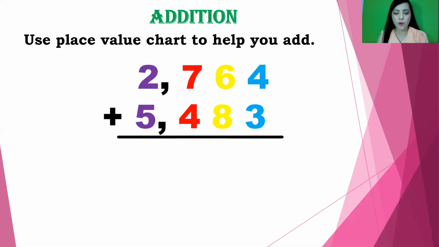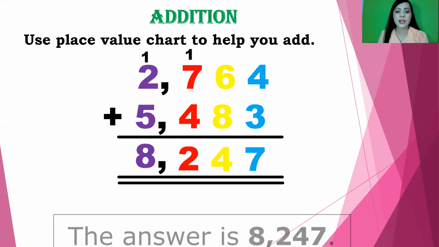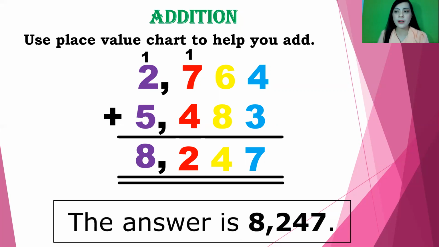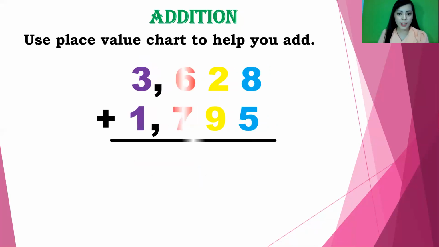2,764 plus 5,483. 4 plus 3 is equal to 7. 6 plus 8 is equal to 14, right? So carry 1 to the hundreds place. So 7 plus 4 is equal to 11 plus 1 is equal to 12. So carry 1 to the thousands place. So 2 plus 5 is equal to 7 plus 1 is equal to 8. So the answer is 8,247. Next question.